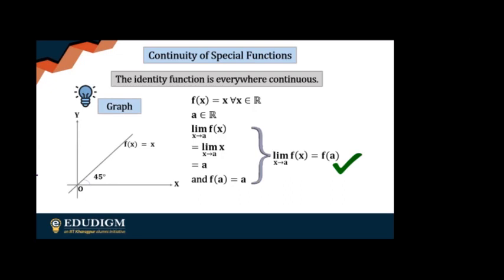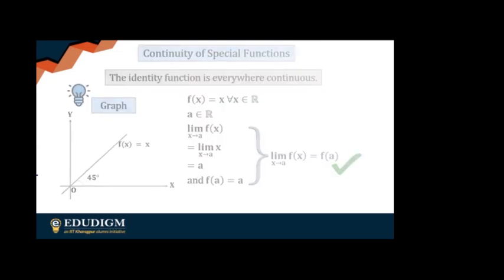So these are certain small proofs that I wanted you to understand, so that whenever we state certain general results or standard results, you know the reason behind that. The first one we talked about was the constant function. Then you have the identity function. Next we are going to talk about the polynomial function. It is also everywhere continuous.